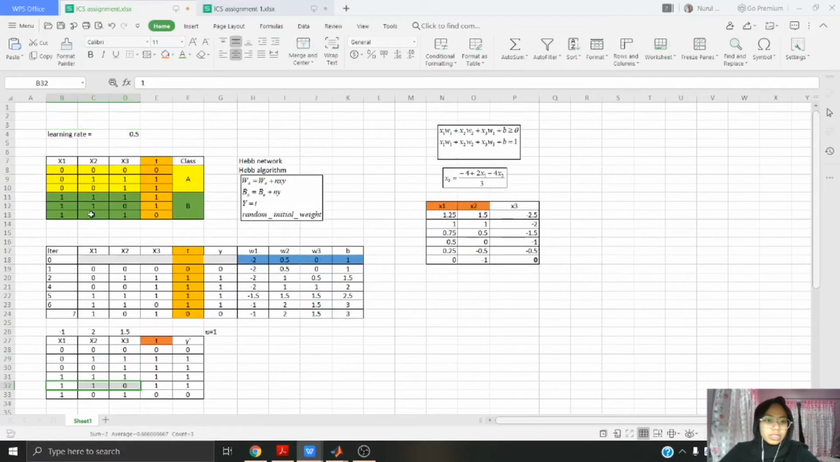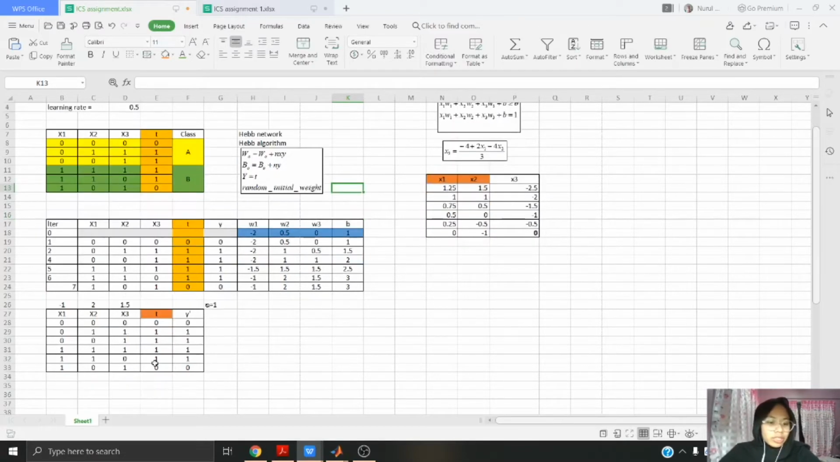This is the table. So I am using learning rate equal to 0.5. So the value of t we need to determine by ourselves. Same goes to this blue region, which is the old values of W1, W2, W3, and bias. Next, after I run a few tests, we will have the value of w1 equals -1, the value of w2 equals 2, the value of w3 equals 1.5, and the value of b is equal to 3. So in this table, we try to run a few tests.